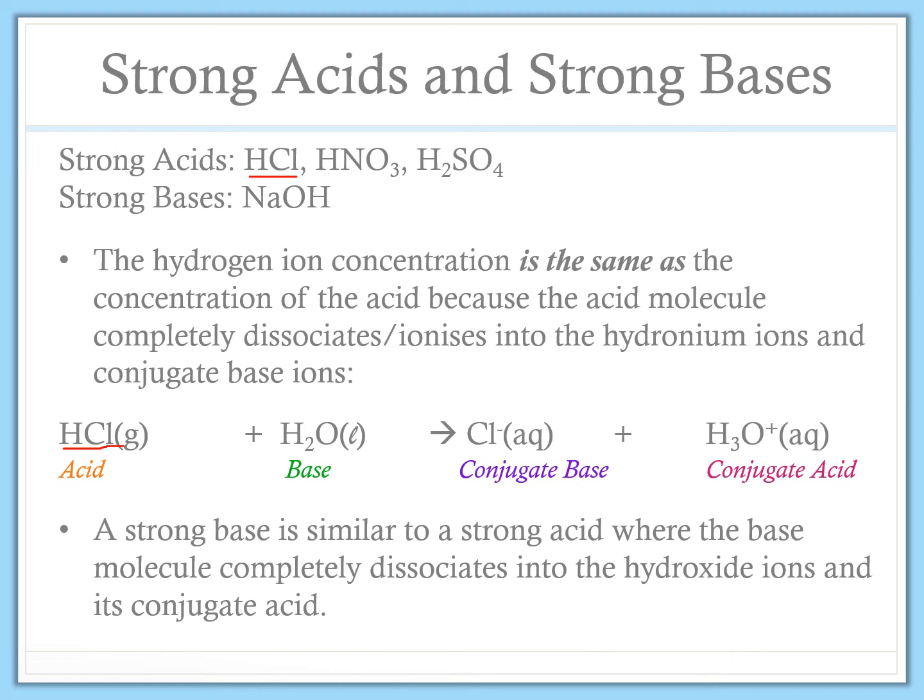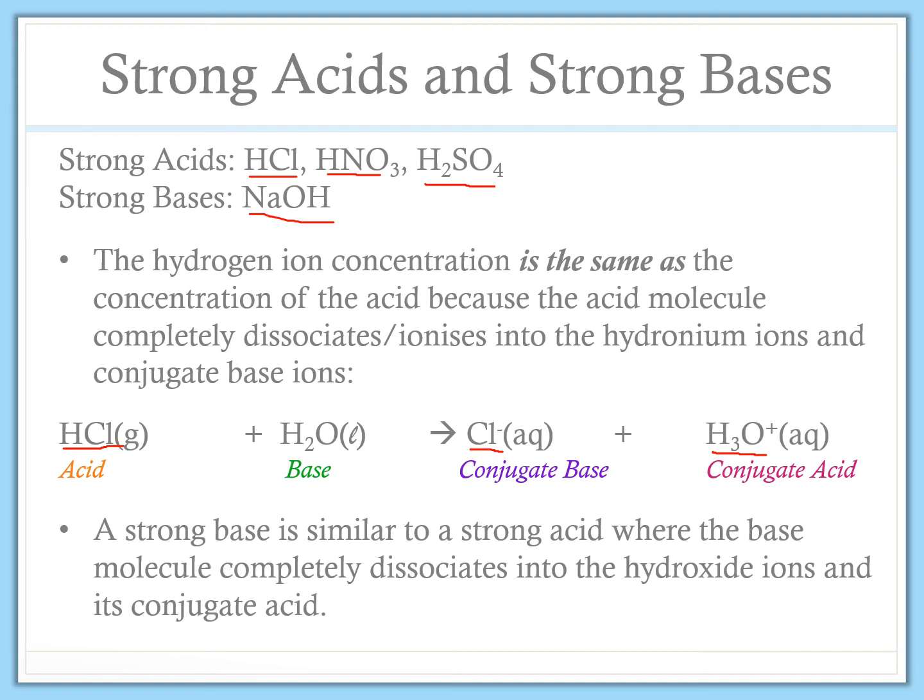HCl dissociates into Cl- and H+, but that H+ immediately attaches itself to the water to become H3O+. So strong acid means it totally dissociates. Every single molecule separates. For every 1 mole of hydrochloric acid, we have 1 mole of chloride and 1 mole of hydronium. And a strong base is the same thing, but a base. The only strong base we need to deal with is sodium hydroxide. These are 3 of the most common strong acids.